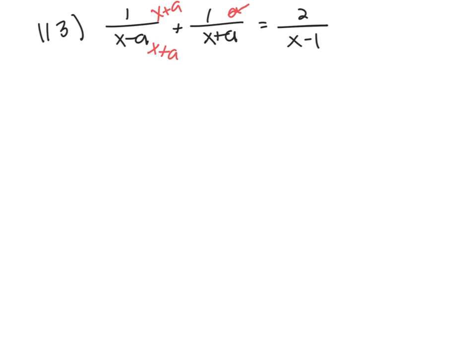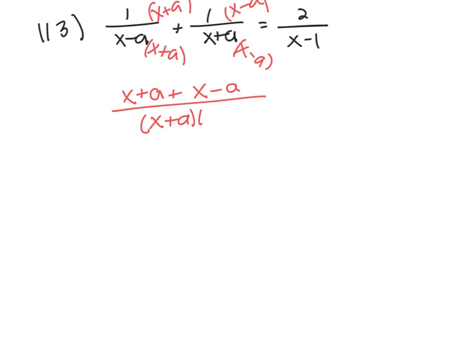Whoops. That should say x minus a, x minus a, and x minus a. Technically, those should all have parentheses. Just be careful that you know that we would have to multiply everything out if need be. So now we can go ahead and add these together because we have our common denominator of x minus a and x plus a. So we get x plus a from the first fraction. We get x minus a from the second fraction. And this is all over x plus a times x minus a.